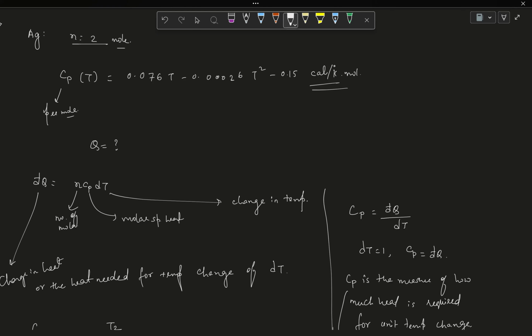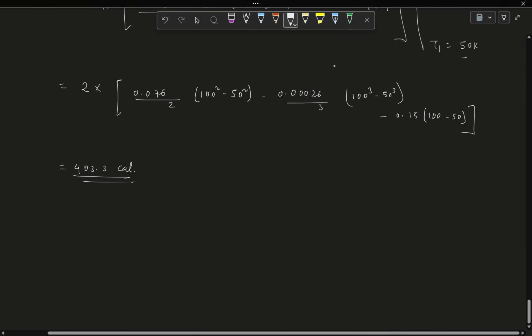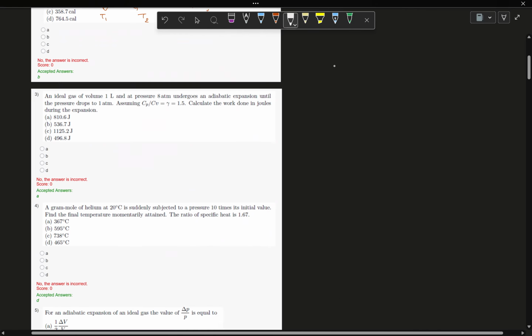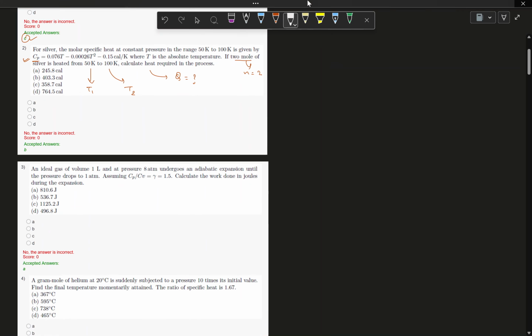Because this is in calories, whenever you multiply this by temperature, the Kelvin unit will get cancelled out, and you also multiply by the number of moles, so mole will also get cancelled out, and the final result you get for the heat will be in calorie unit. So unit-wise you are also correct. This is 403.3 calorie is the answer. So let us go back and mark the question. Yeah, so option number B is what we have opted, and this is the correct answer. So question 2 is also done.